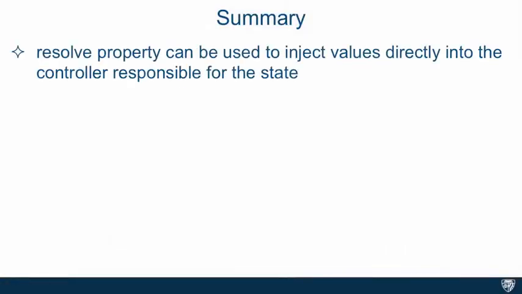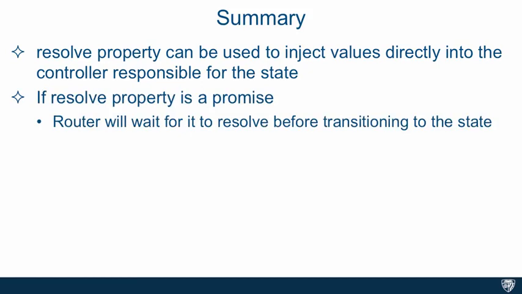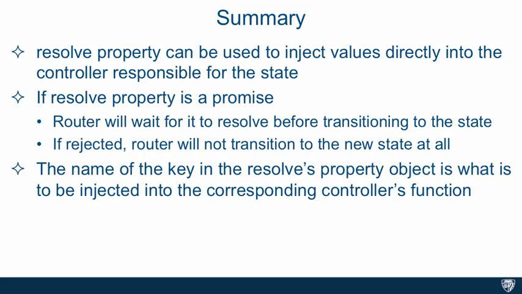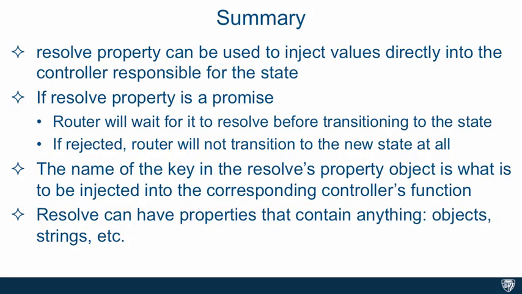Okay, so let's summarize. The resolve property can be used to inject values directly into the controller responsible for the state, and that is declared on the state's configuration. If the resolve property is a promise, the router will wait for it to resolve before transitioning to the new state. If that promise is rejected, the router will not transition to the new state at all. The name of the key in the resolve property object is what is to be injected into the corresponding controller's function. Also note that while it's very common to use resolve to resolve a promise before you transition to the new state, resolve properties can contain anything, objects, strings, etc.